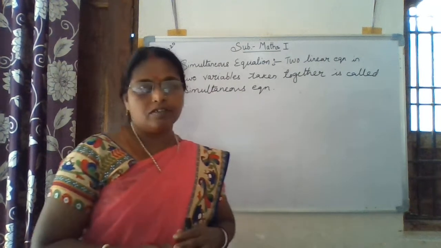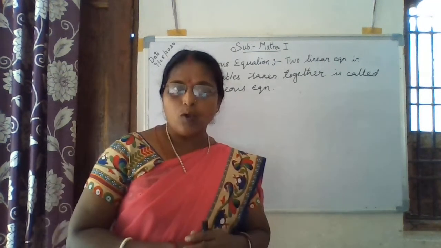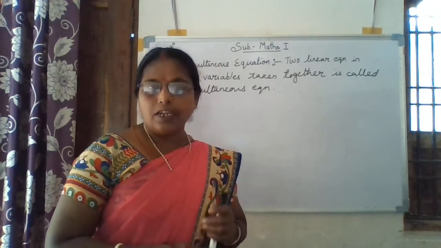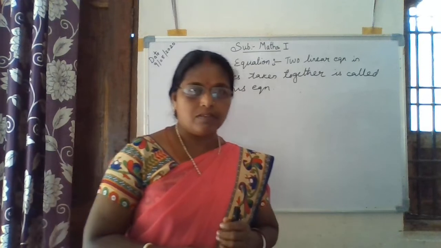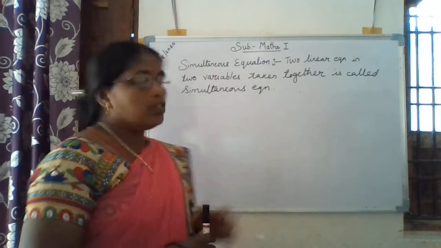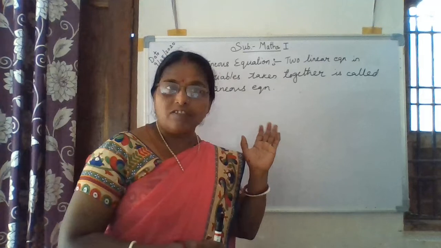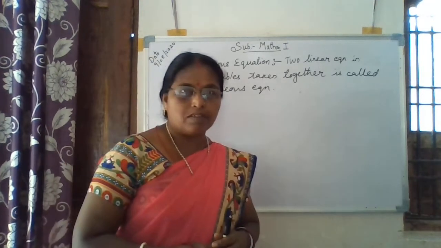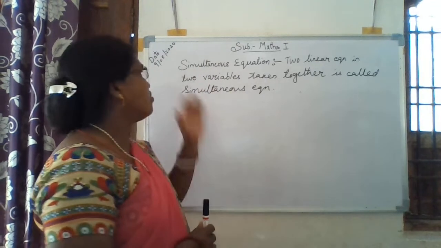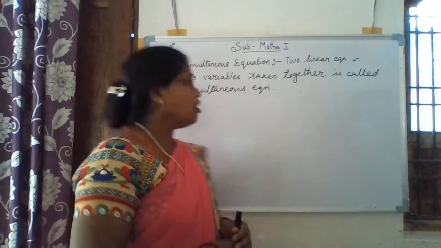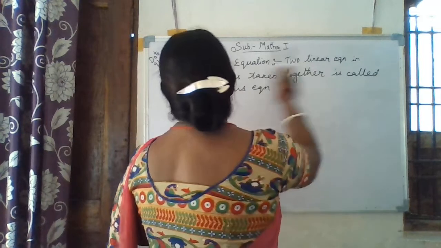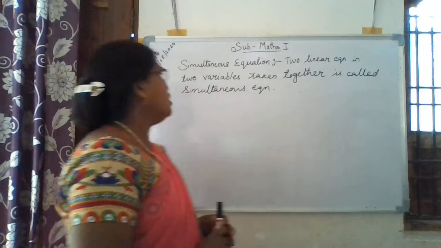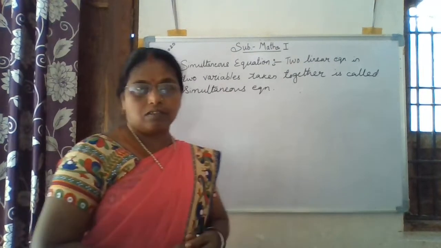Good afternoon, students. In the previous video, you have learnt about a linear equation in one variable and a linear equation in two variables. Even you have learnt the standard form or the general form of a linear equation in two variables. Now we are going to learn about simultaneous equations. Two linear equations in two variables taken together is called simultaneous equations.